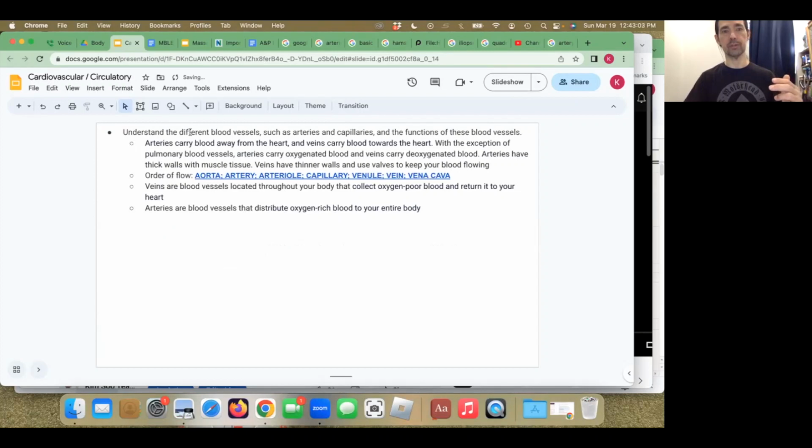So this study point was understanding the different blood vessels, such as arteries and capillaries, and the functions of the blood vessels. The arteries carry oxygenated blood. The veins carry deoxygenated blood. The arteries are thicker and have muscles. The veins are thinner and have valves. The order of the blood flow is aorta, artery, arteriole, capillary, venule, vein, and vena cava. Every time I say something that I've asked you to repeat before, I hope you remember to repeat it along with me, even if you're flubbing it and getting it wrong.